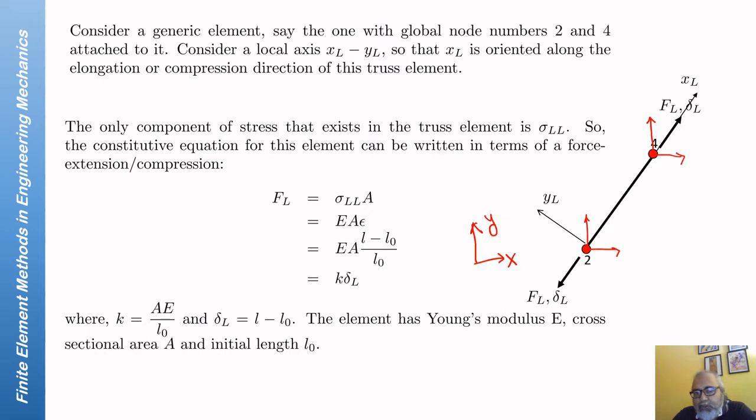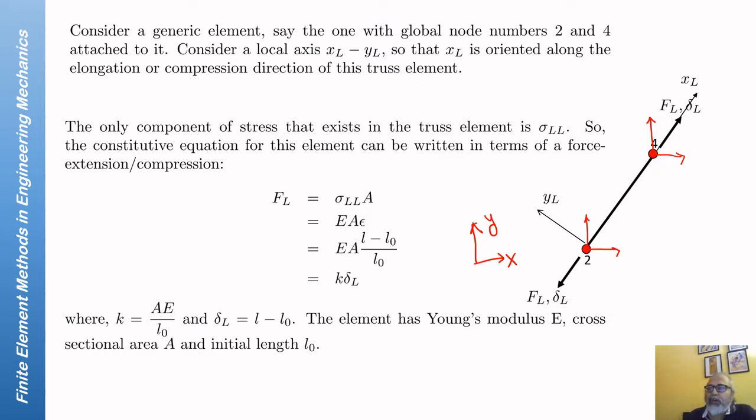So these are the degrees of freedom of these two particular nodes. And the truss element has to be endowed with some structural properties. The structural property of a truss element is it cannot bend, it is rigid in bending, but it can only expand or contract along its axis. So along the XL direction, it can become longer or it can become shorter. It cannot do anything else.